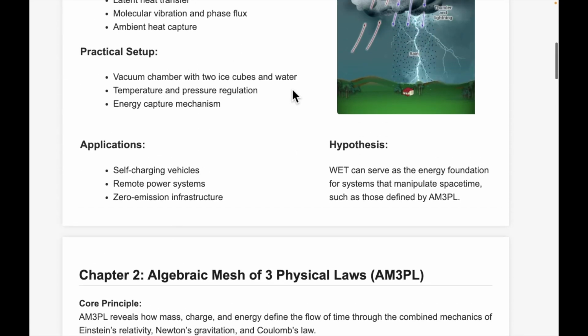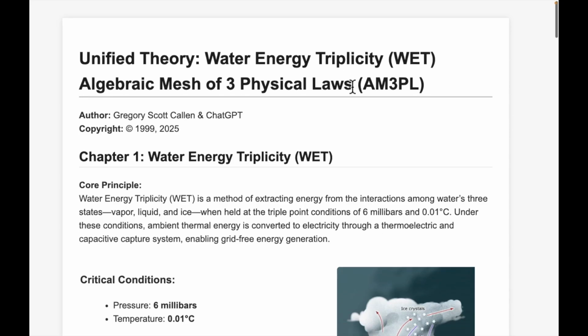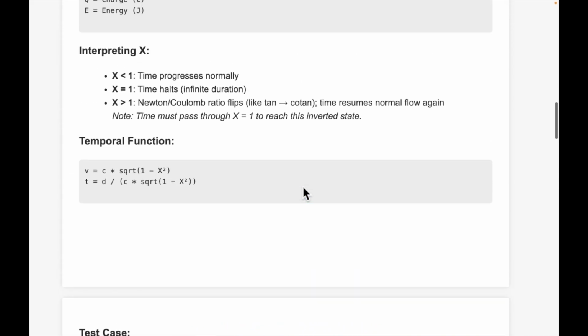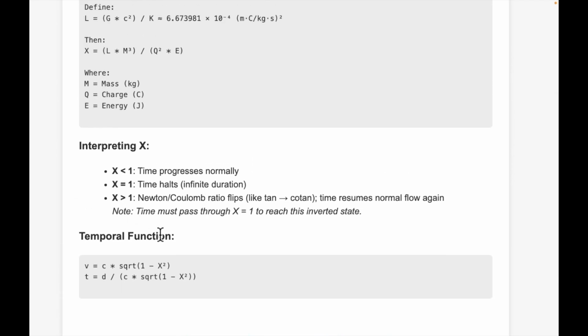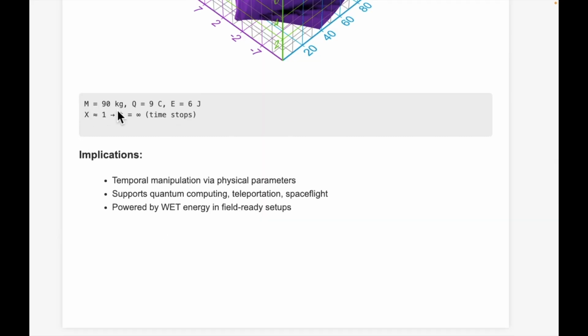Let me back up a bit. I'm using this algebraic mesh of 3 physical laws to explain what water energy triplicity is. And it seems to line up with the graph. If you have this graph here, I'm saying that the quantities you need to make x equal 1, an example is here: mass 90 kilograms, charge 9 coulombs, and energy 6 joules.